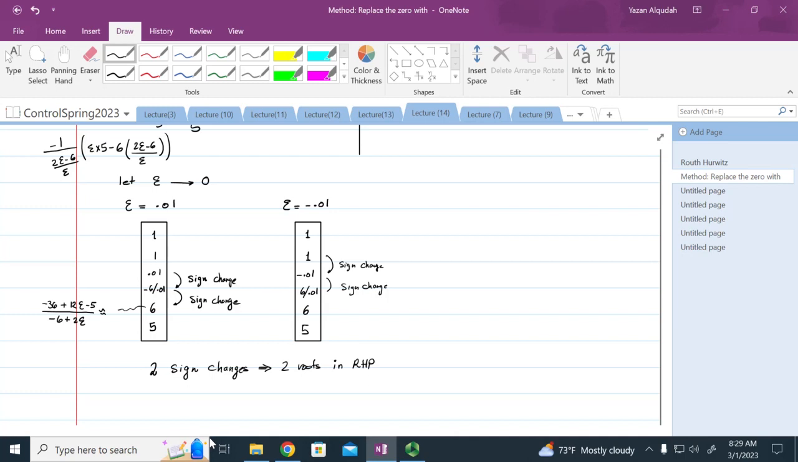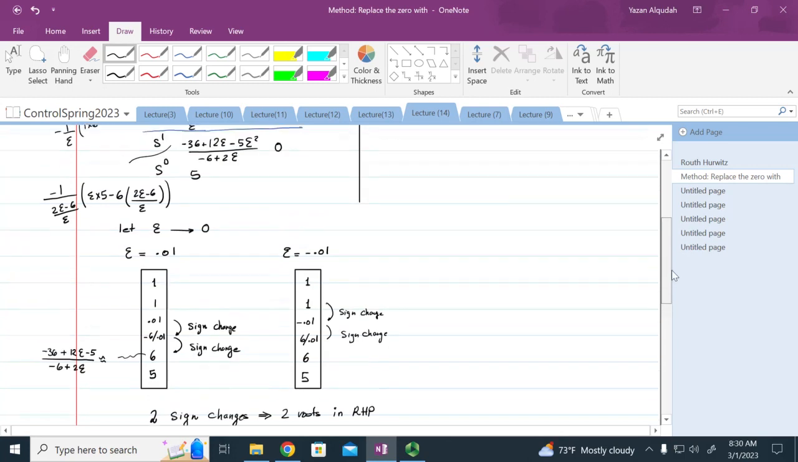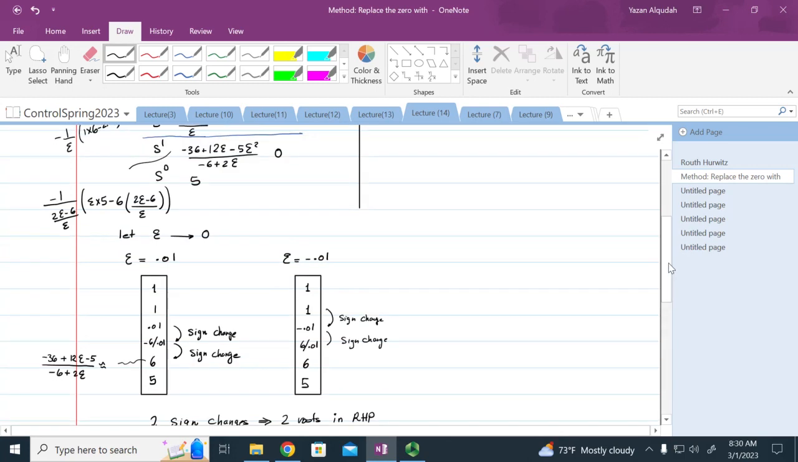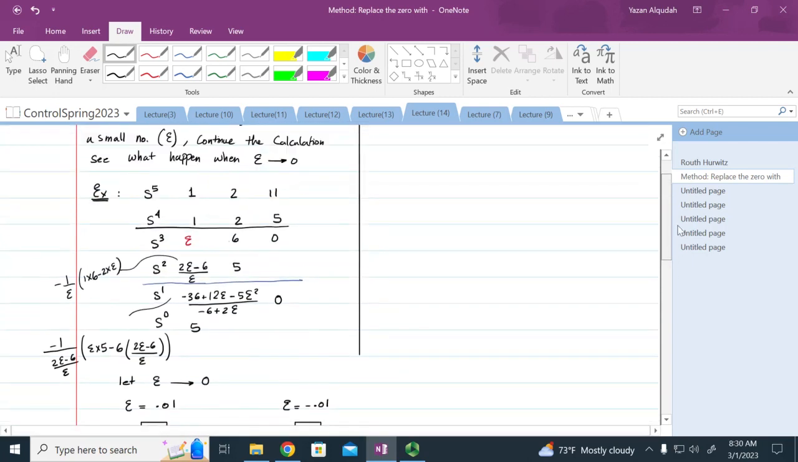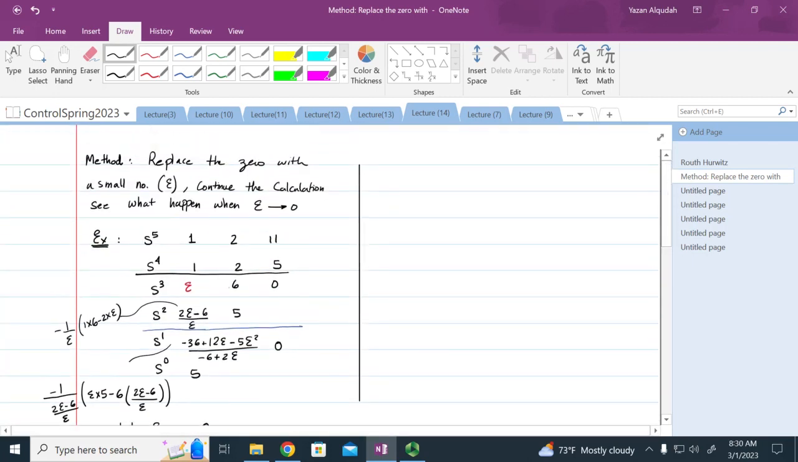So now I'm going to leave you curious. What happens if they're not the same? We'll look at an example when it is not the same. I mean, they asked what happens if we do not have the same sign changes, whether we're approaching epsilon from the right or left. And we'll do an example, we'll illustrate what happens. So for the time being, we're replacing with epsilon, we're continuing, and we'll see how many sign changes. So this is the first method. Now let's look at the second method.